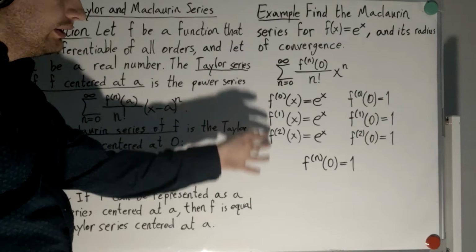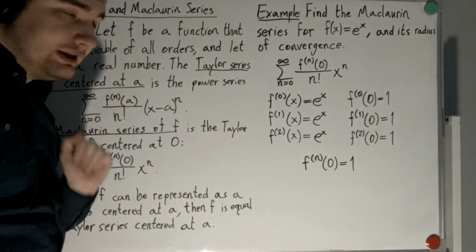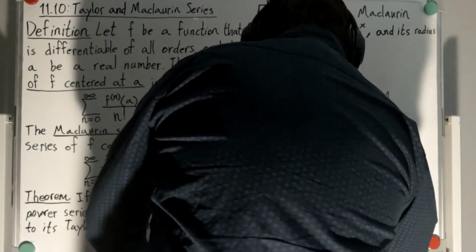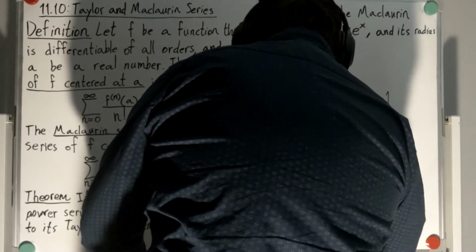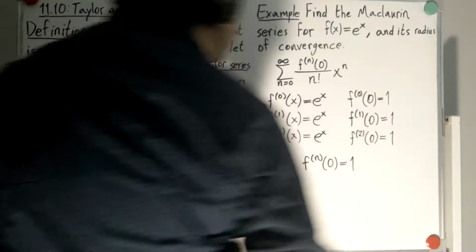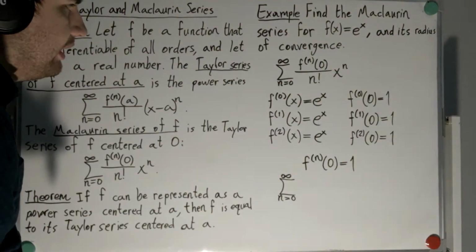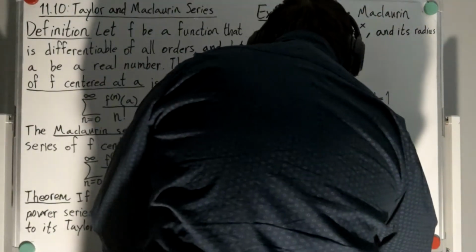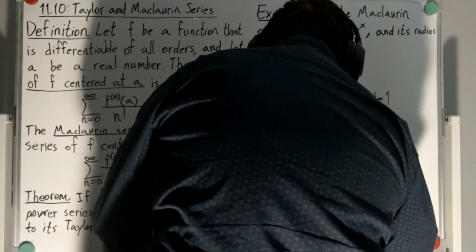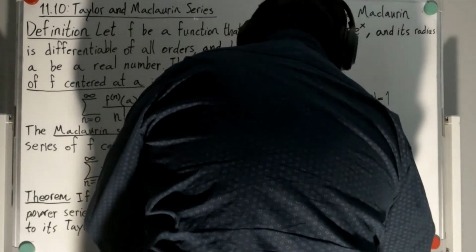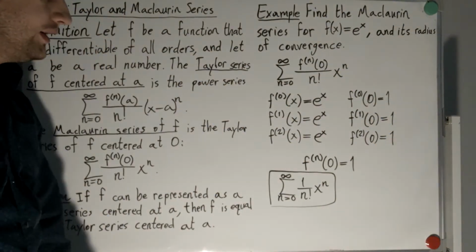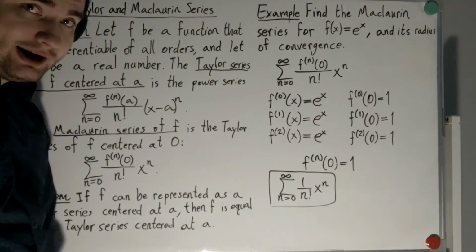And with that, we have everything we need to construct this Taylor series. Or, well, it is a Taylor series, but in this case it's the Maclaurin series. So we just need to replace that nth derivative at 0 with 1, and then we just have 1 over n factorial times x to the n. And that is our power series representation for e to the x.